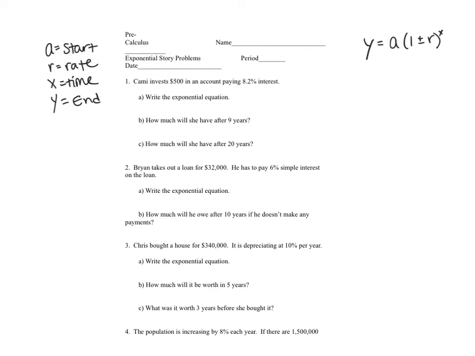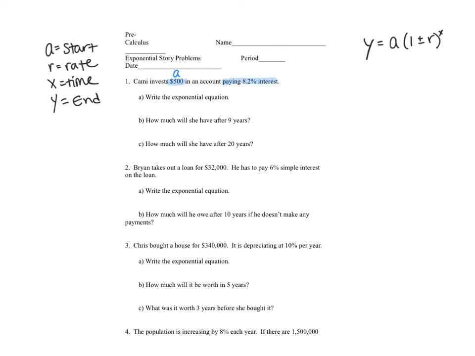So let's take a look at that very first example. Cami invests $500 in an account paying 8.2% interest. Okay, so let's highlight the important parts here. So there's invests $500. So that means we are going to start with $500. So that's going to be our A value. And then at a rate, paying 8.2% interest.